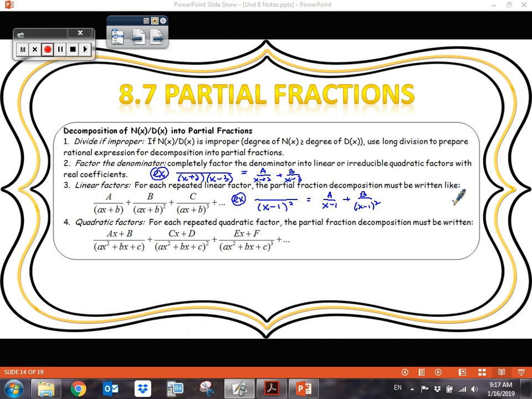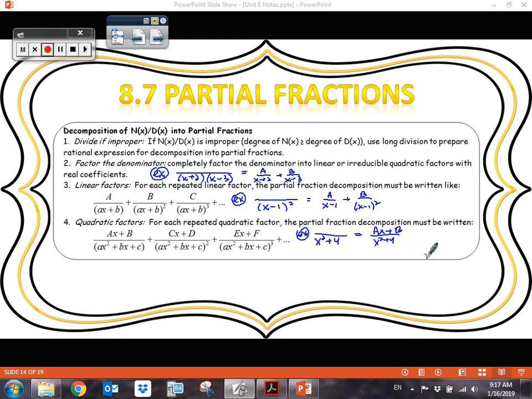All right, so that's if you have a linear factor. What if we have a quadratic, an irreducible quadratic factor? What do we put over it? What do we put in the numerator for those? Well, an example of that would be, say, something over x squared plus 4. That's an irreducible quadratic. So to break that apart, we would do Ax plus B over x squared plus 4.